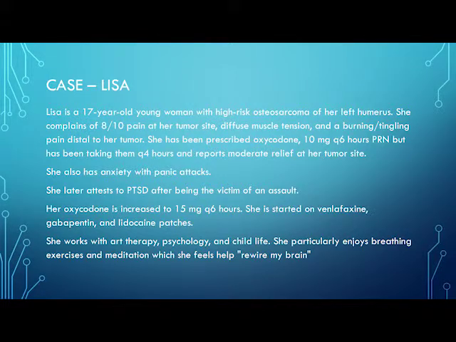So the SNRIs with the best evidence base for neuropathic pain are duloxetine, Cymbalta, and venlafaxine, Effexor. The Effexor does have some evidence that it's maybe better for people with panic attacks. So I started her on that in addition to gabapentin and oxycodone of 15 milligrams Q6.